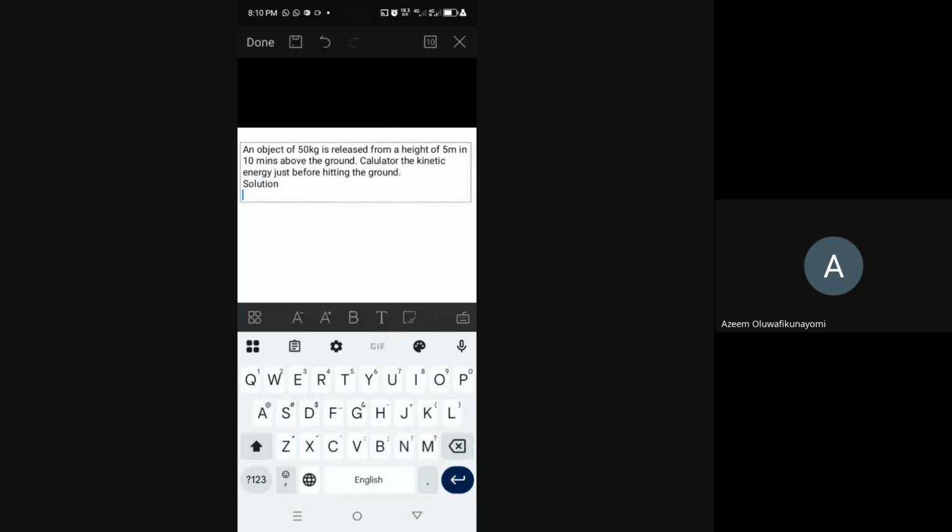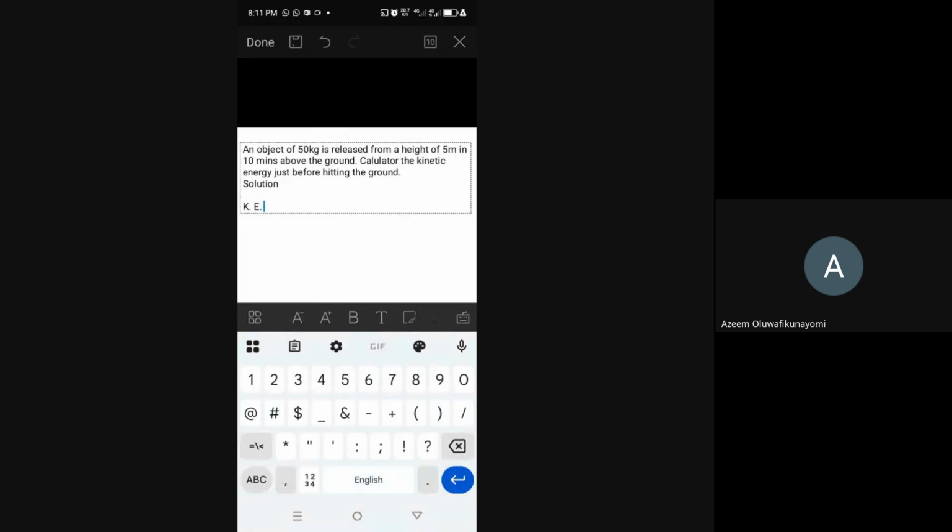Solution. They want me to calculate kinetic energy, and this object was released from a height. Before you calculate kinetic energy, you need to have velocity, because kinetic energy is half mv squared. If you look at the question, you don't have velocity in the question. You have mass, you have height, you have time.